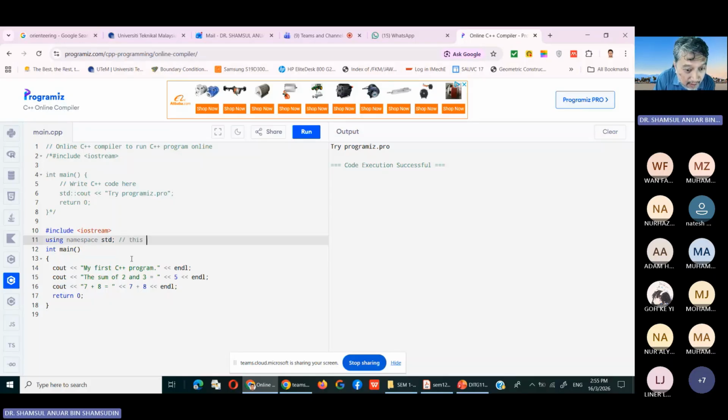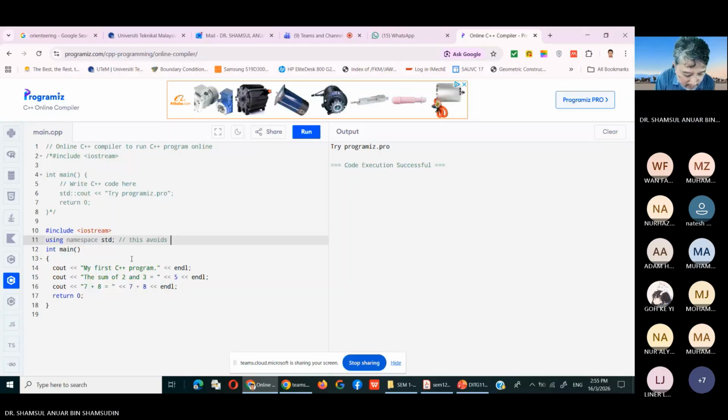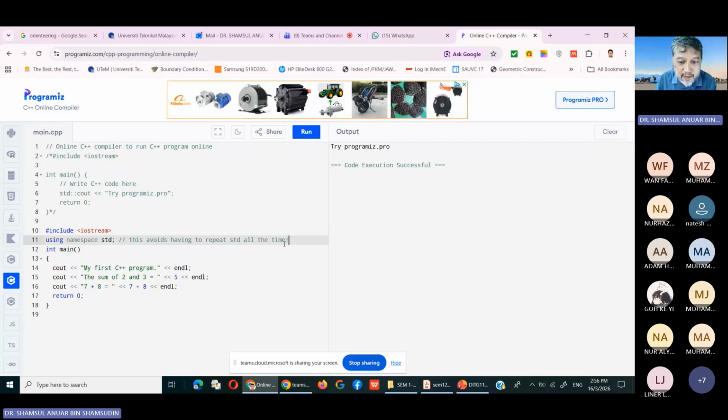So this avoids having to repeat std all the time. Yeah. So you see this, but the computer does not read this thing. So it's not an instruction there, just for you to read, to help you understand the program, the code. So let's hit this run here and see what the output is.